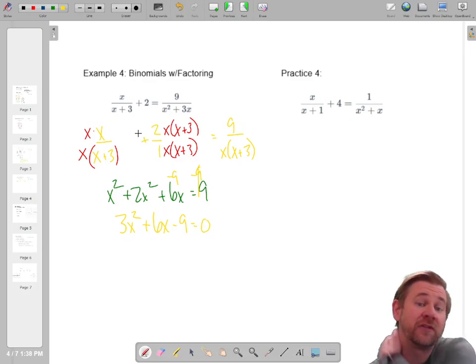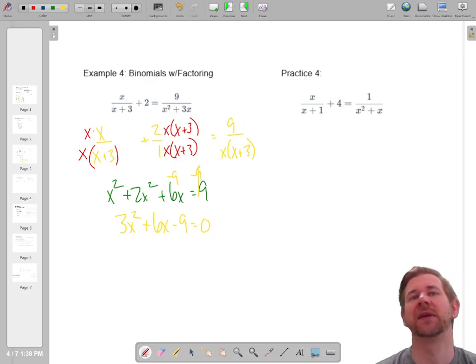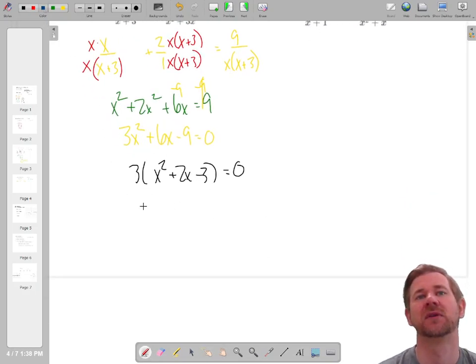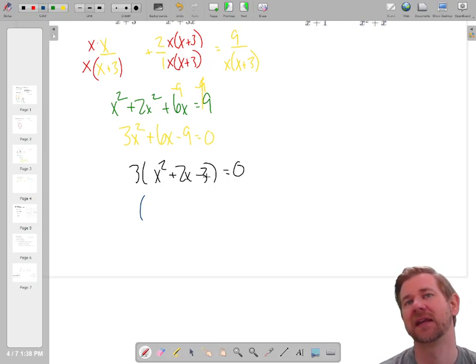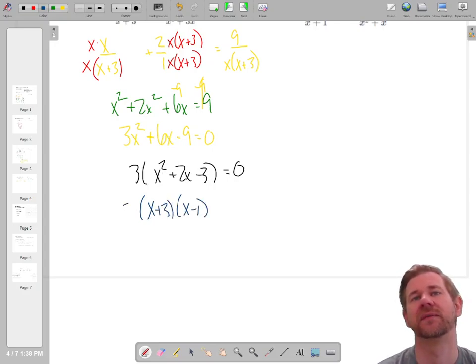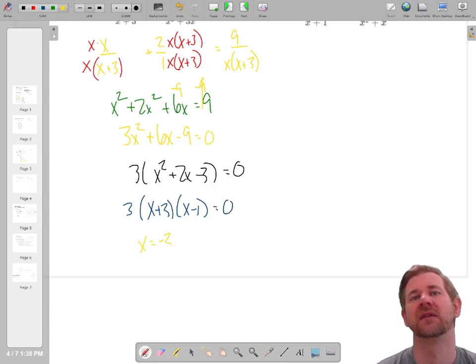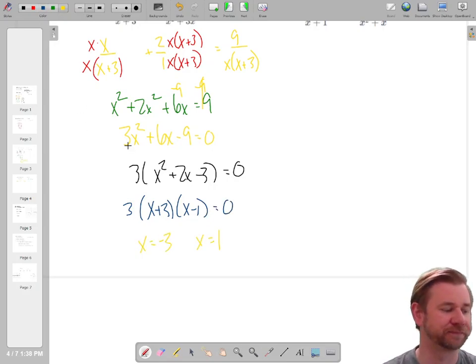Okay. Now when you factor, it's nice to do common denominator because then it makes the problem a little bit easier. So I'm going to factor out a 3 here. And now, since it's 1x squared, this is easily factorable. The numbers that multiply to negative 3 and add to 2 are positive 3 and negative 1, which means my zeros are negative 3 or positive 1.